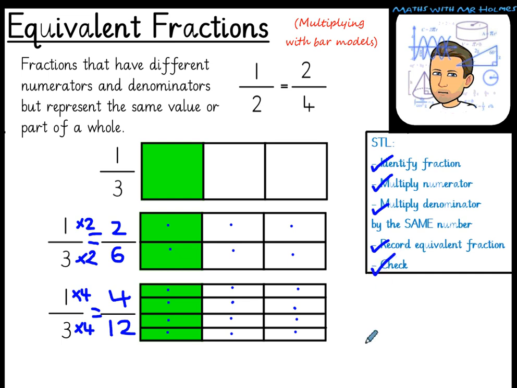Multiplying with bar models. Choose a fraction, multiply the numerator, remember to multiply the denominator by the same number, and record your equivalent fraction. Remember, like every good mathematician, check your work carefully. And it's easy as that.